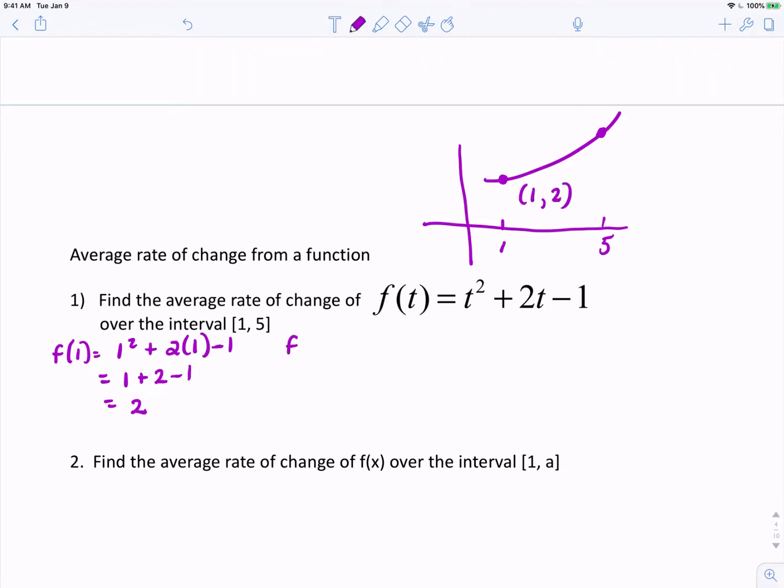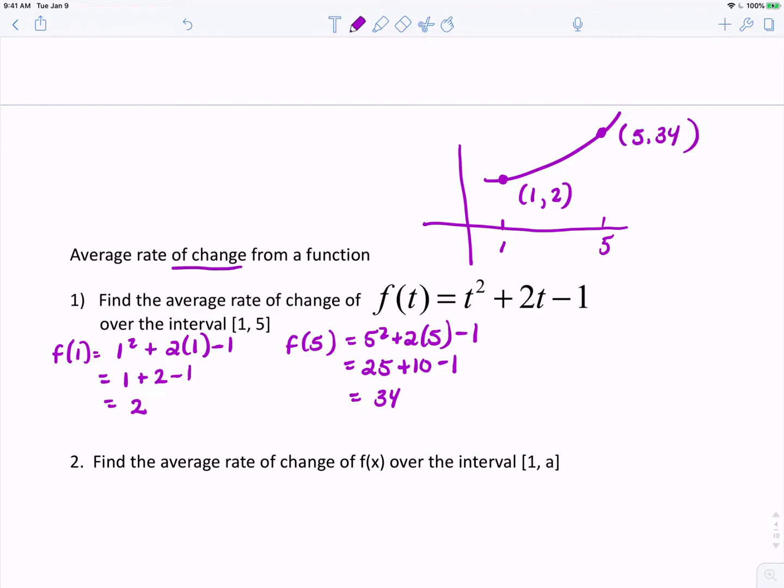Next, we'll find out what f of 5 is. So f of 5 is 5 squared plus 2 times 5 minus 1. That's 25 plus 10 minus 1, and that's equal to 34. So our second point is the point 5, 34.